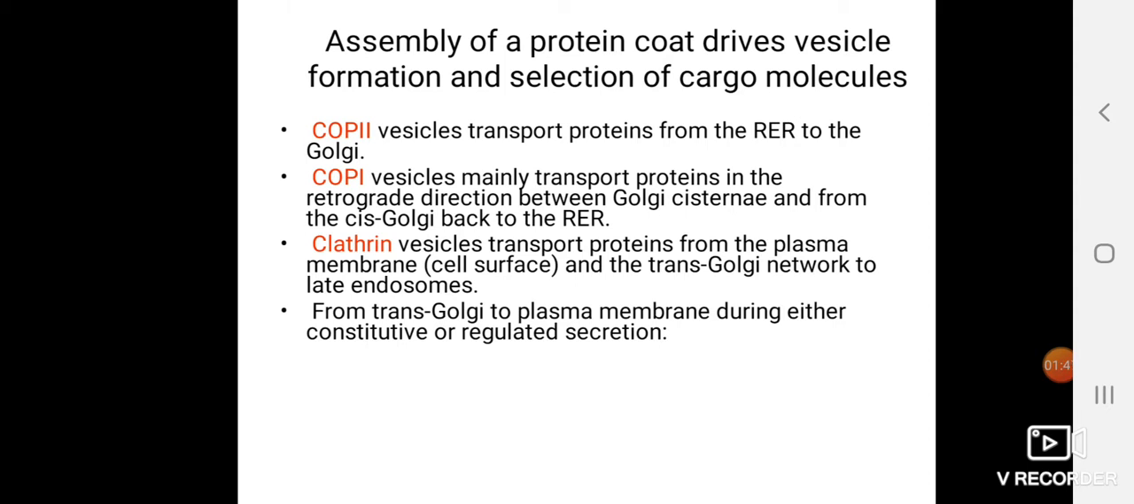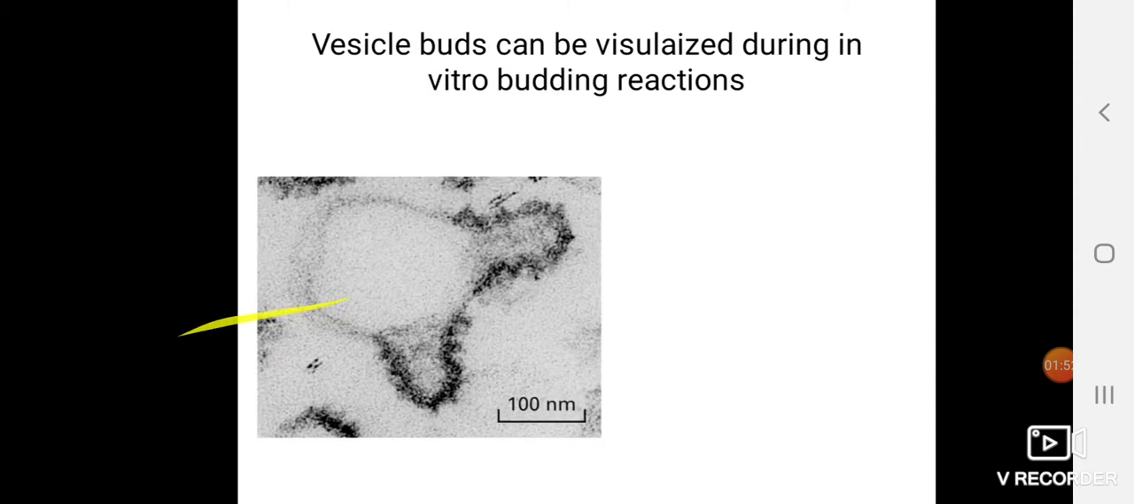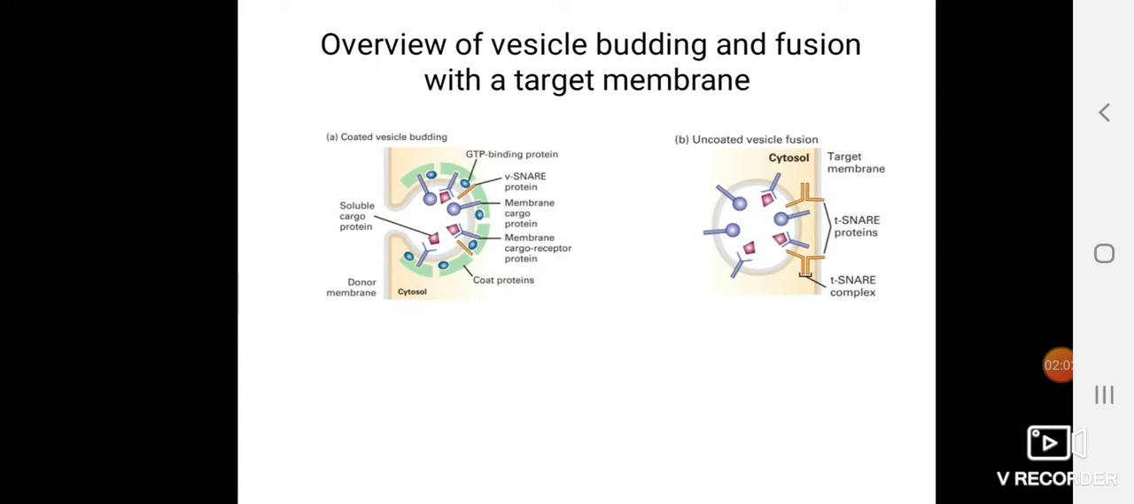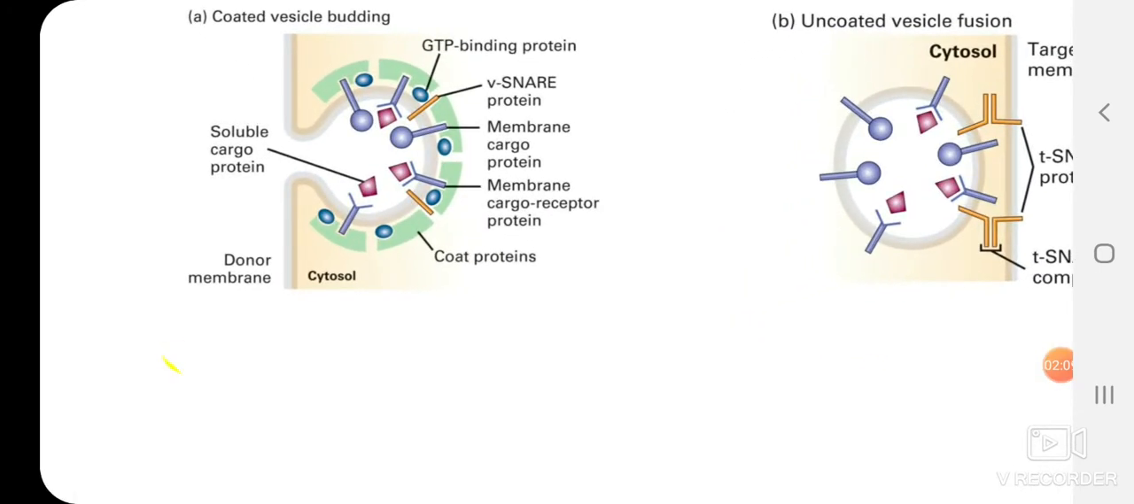So the trans-Golgi to plasma membrane vesicles get formed by these clathrins. So you can see an electron micrograph wherein the vesicle formation is being shown. So if you come to how exactly vesicle formation takes place as an overview, you can see here.